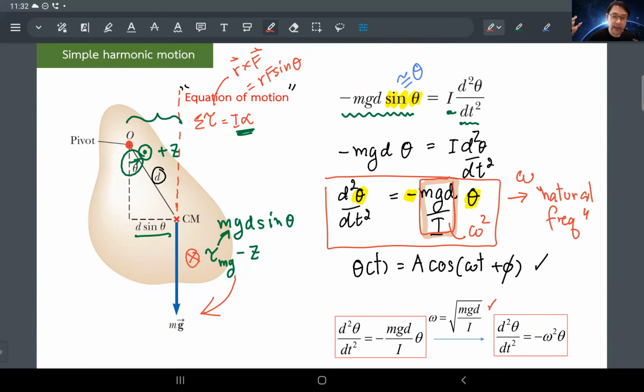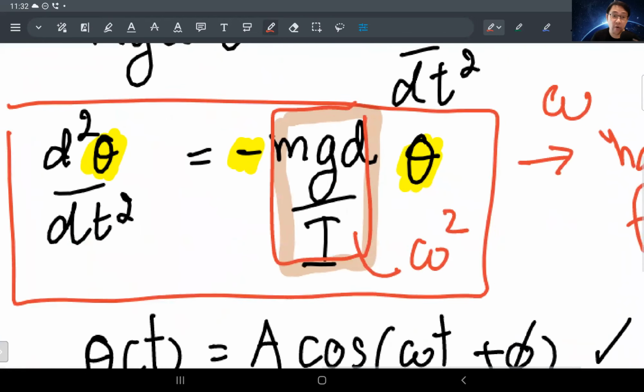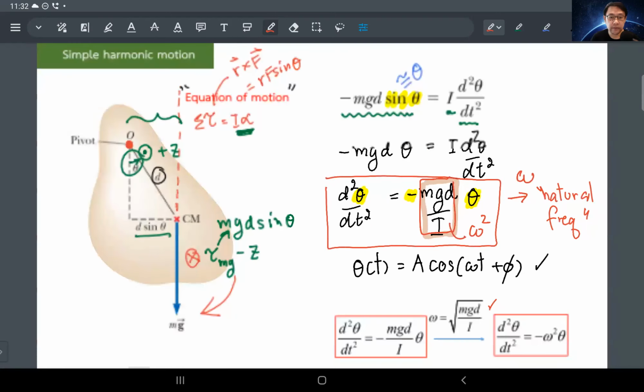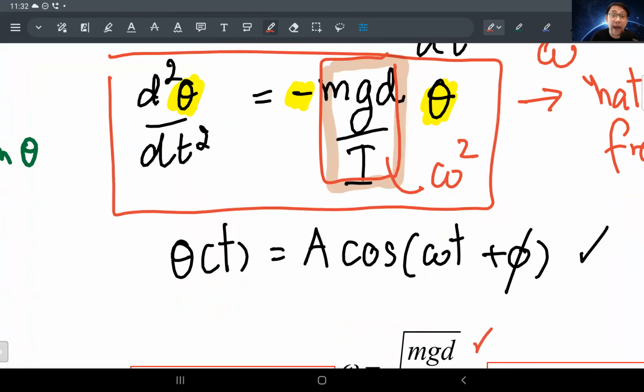It doesn't have to be these three systems. It can be any system that has this structure of the second order differential equation. You will get simple harmonic motion, period. And you know how to write the final equation right away.